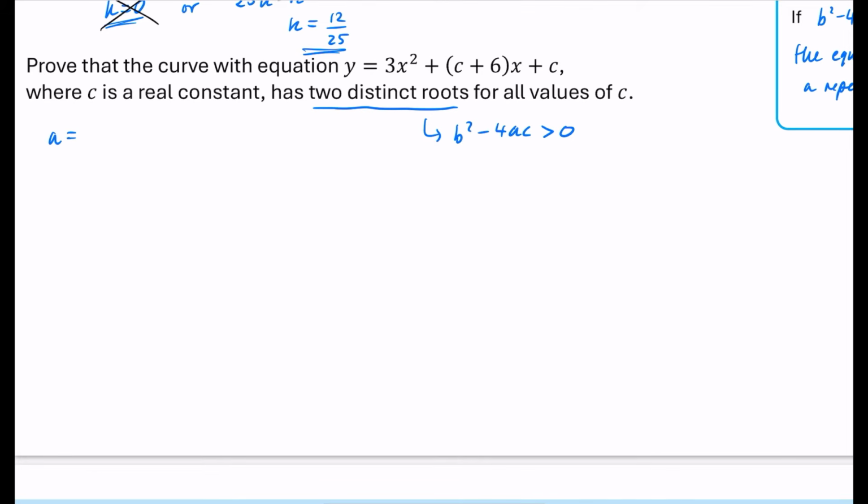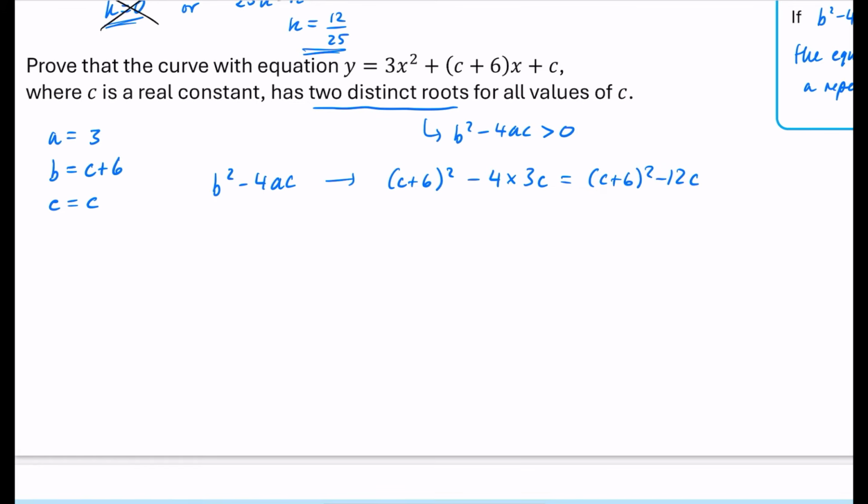So let's have a look for our values that we've got here. Our a that we have is 3. Our b that we have is c plus 6, and a c that we have is c. It's kind of confusing with the repeated letters, but don't let them mix up, okay? So we're going to do our b squared minus 4ac. b squared minus 4ac is therefore equal to c plus 6 squared minus 4 times a times c. So that is c plus 6 squared minus 12c. Okay, let's keep working on this.